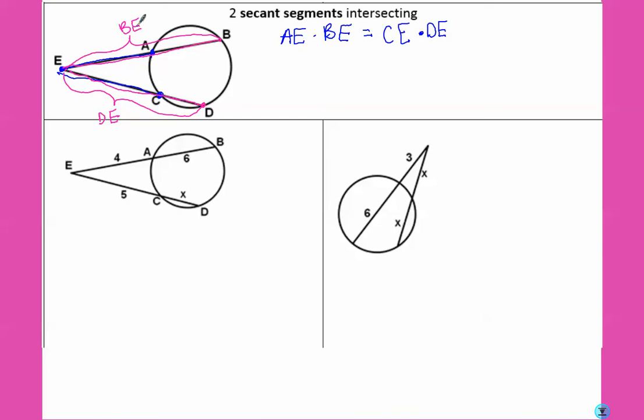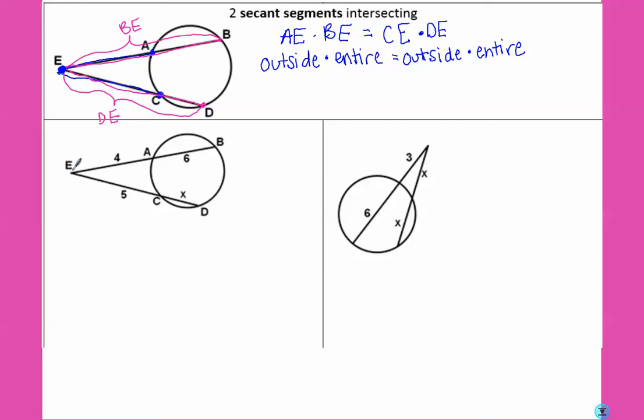So if you look at both of those, every single segment that we're using includes the point where they intersect, whether it's inside or outside. The other way you can remember this is A to E is our outside piece times the entire thing, the entire segment. And then again, it's the outside piece times the entire thing.